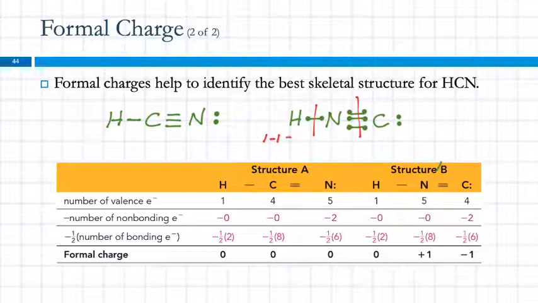So 1 minus 1 is 0. So I'm cutting this in half, and the hydrogen's taking this electron, and the nitrogen's taking this electron. Triple bond cut in half. These 3 electrons go with nitrogen. These 3 go with carbon.